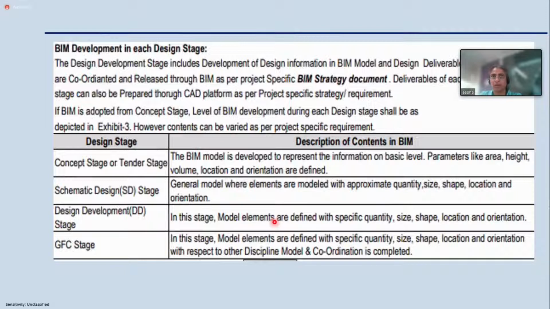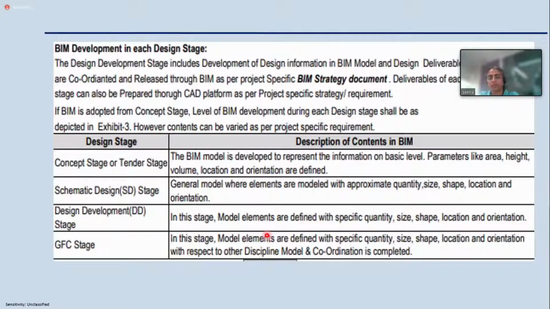becomes more realistic. Here I get all my clashes cleared, and then I move to my level of detailing for GFC. This will have everything exact: my mullions, my cleats, my gaskets, all of that will come here. And apart from that, all the discipline clashes would have been completed. So this is concept to construction. That is your SD, DD, and GFC. These are the stages that it takes.